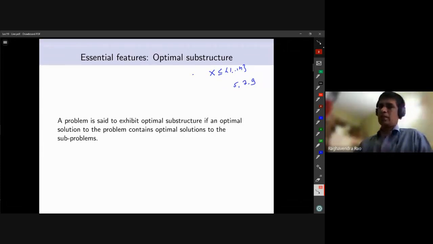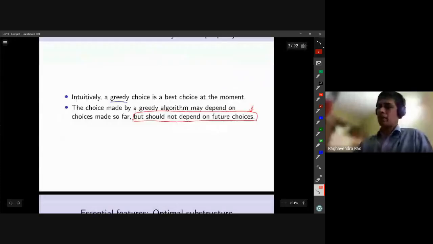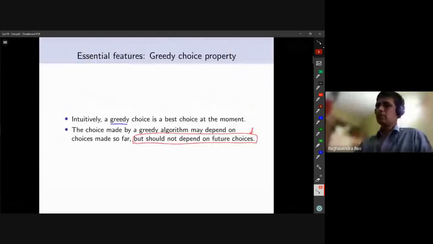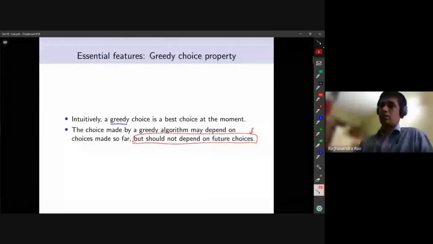One is the greedy choice property, which in the scheduling case is the best possible conflict-free task, I mean the best possible task which can be added so that the schedule is still conflict-free. Okay.